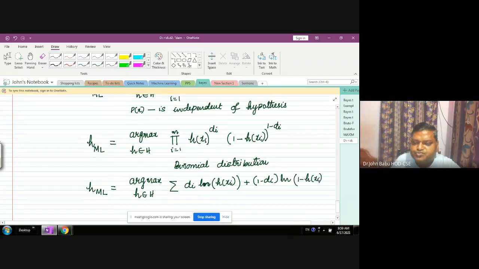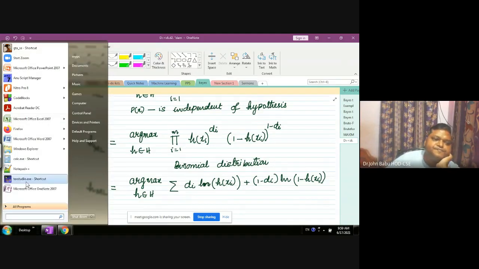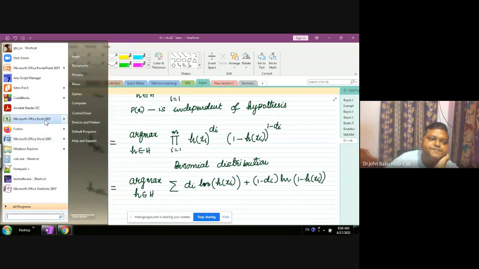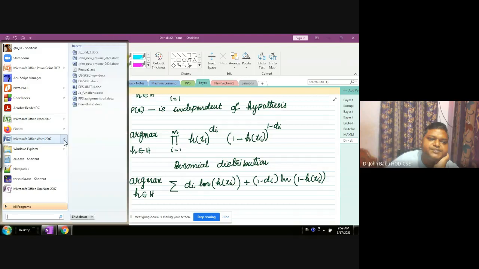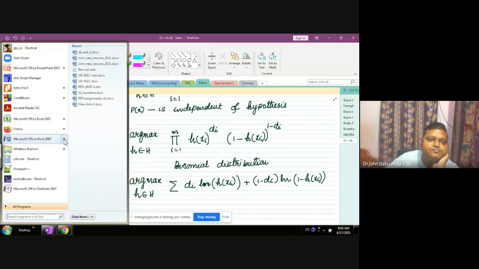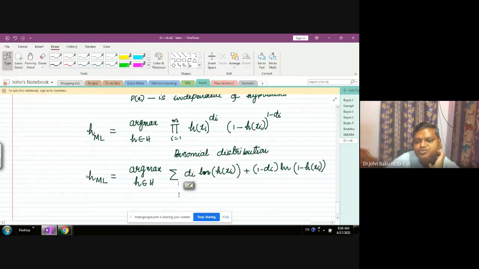Where did we see this formula? When we discussed the decision tree algorithm, I think the ID3 algorithm, there we calculated the entropies using this formula.